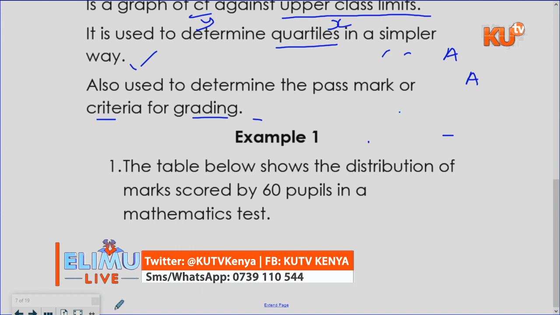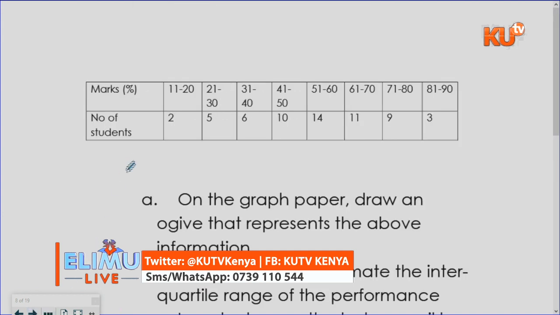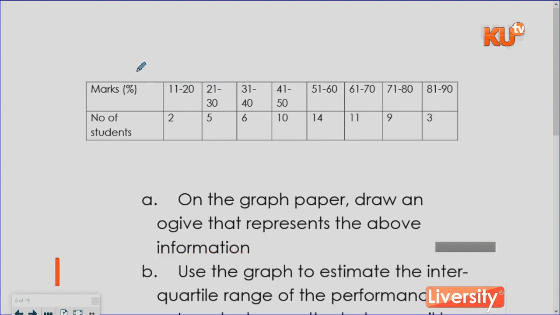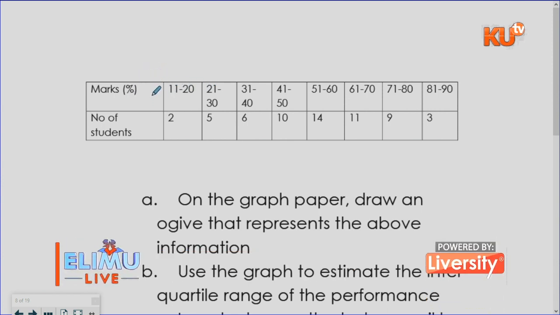So you can copy the table. You have 30 seconds. You can see the marks here as a percentage, then we have number of students. Remember, this is frequency. So we have 11 to 20, like that, up to 81 to 90.